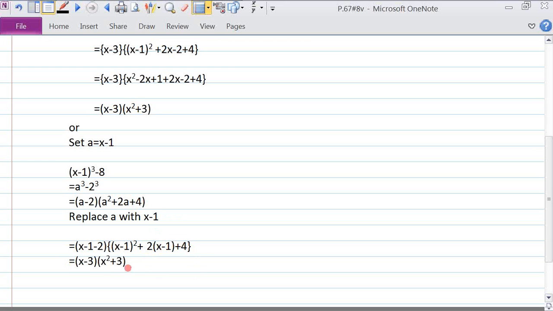So now when I simplify this, this is identical to what we did before, no different. If I simplify that, I'm going to get x minus 3. This bracket here becomes x minus 3. And this simplified, which we did up here, simplifies to x squared plus 3.